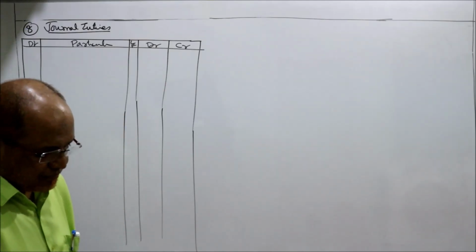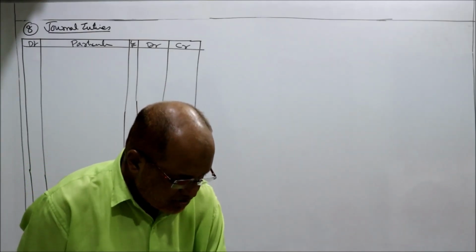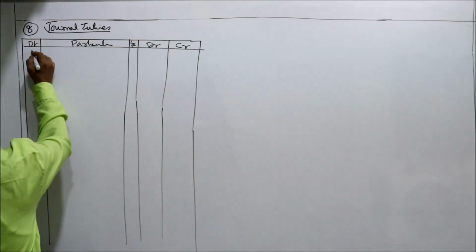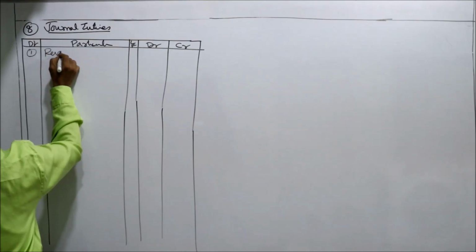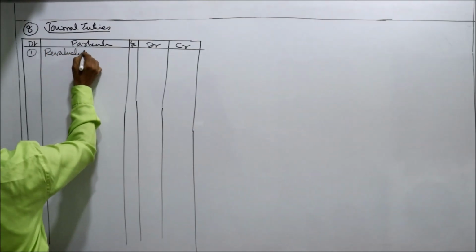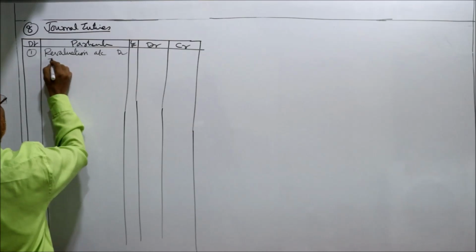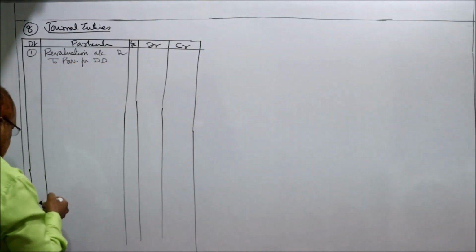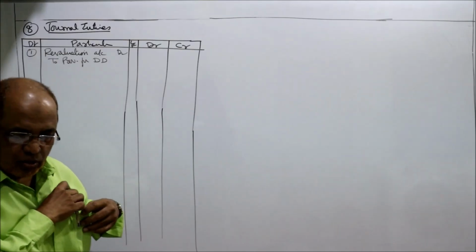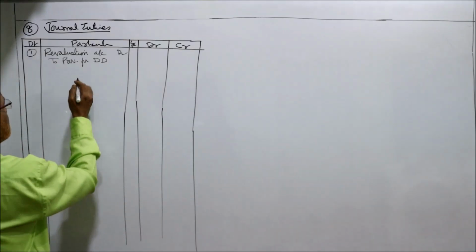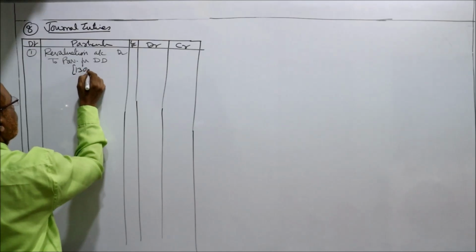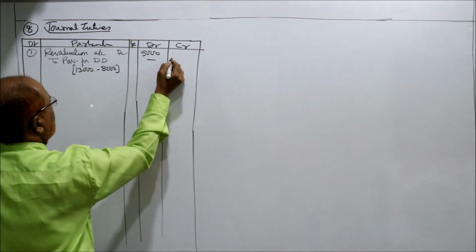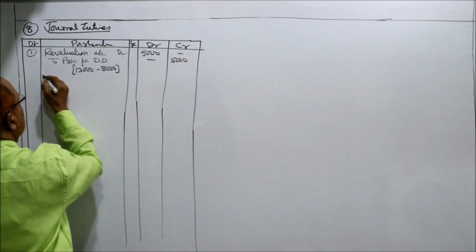Problem number 8. Now, first provision is provision for doubtful debts to be raised. So entry will be revaluation account debit to provision for doubtful debts. 13,000 minus 8,000, 5,000 rupees provision we have to increase.